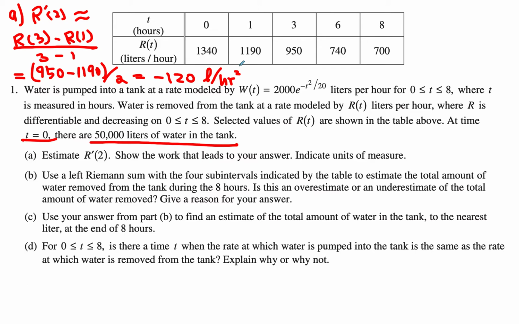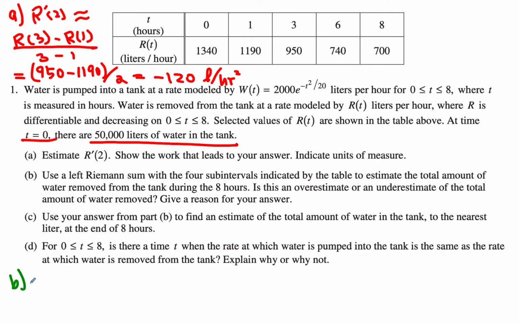All right. Part B, use the left Riemann sum with 4 subintervals to estimate the total amount of water removed from the tank during the 8 hours. So that means I need to use this table and then use a left Riemann sum to estimate the value. Now, that's the first part. The second part is, is this an overestimation or underestimation? And then we want to talk about that based upon an increasing or decreasing function.